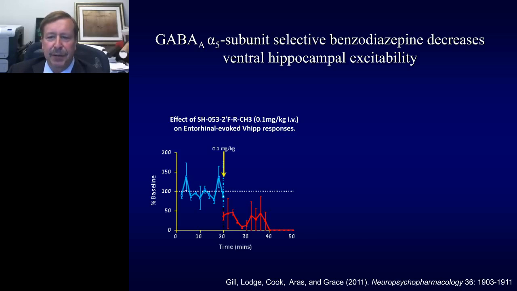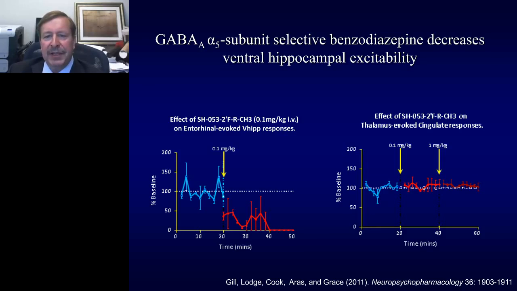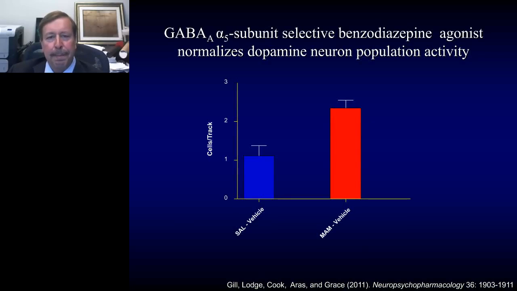But if we look at a different brain region, for example, the thalamic-evoked glutamate response in the cingulate cortex, even 10 times the dose of this drug has no effect. So it does seem to be selective for inhibiting hippocampal activity.